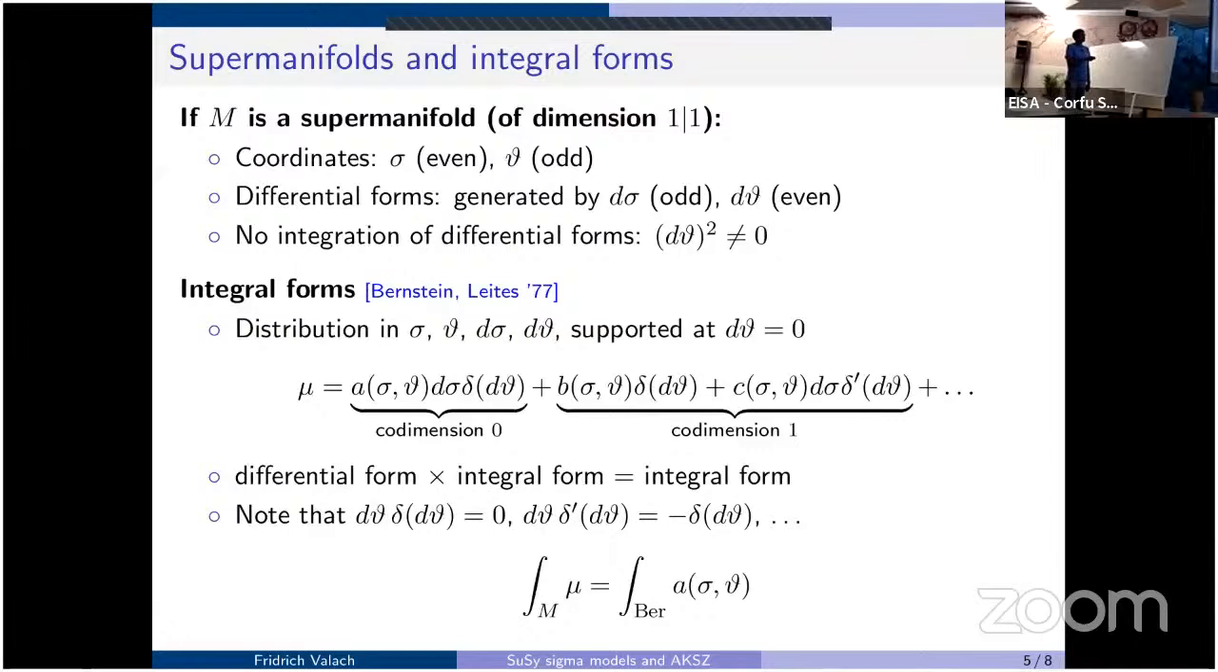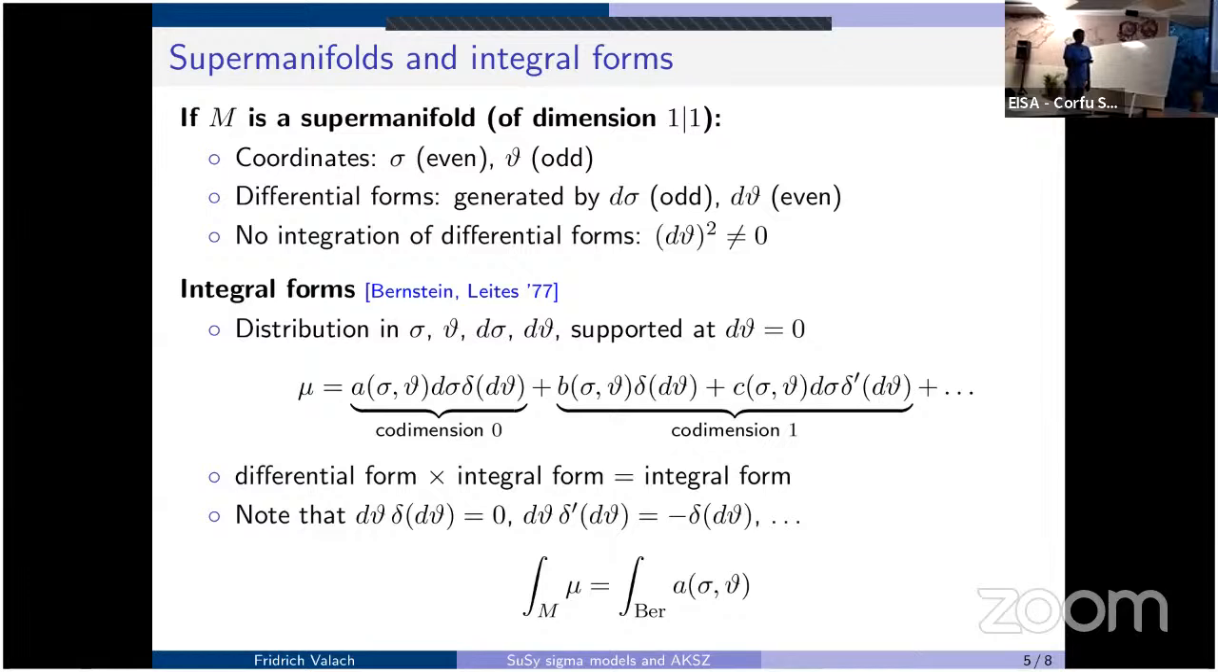And you see the coefficients there. You can have some d sigmas, you can have some sigmas and thetas. And in principle, you can also multiply it by d thetas, but then you can use these simplifying identities, the usual integration by parts for distributions. So if you have delta d theta multiplied by d theta, you get zero, etc. These things naturally organize themselves, they have a natural parameter called the codimension, but that will not be terribly important. What is more important is that you can multiply a differential and an integral form and you still get an integral form. So integral forms form a module over differential forms. And finally, you can integrate them.